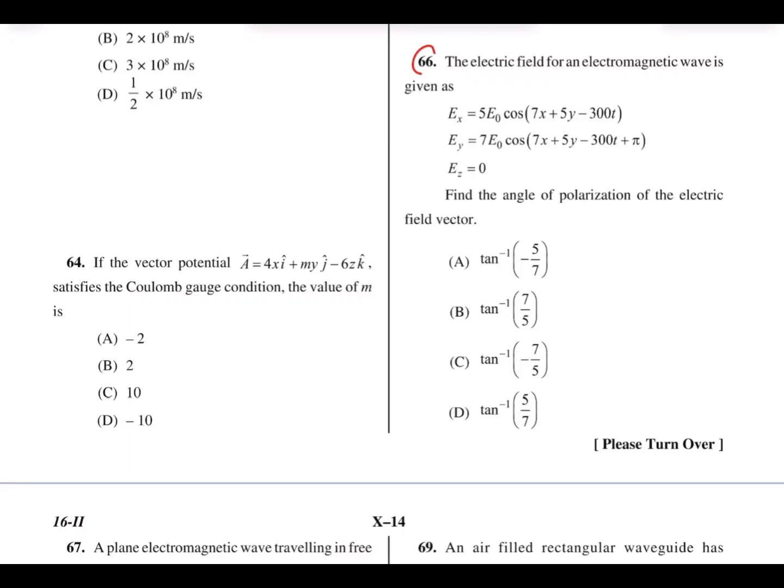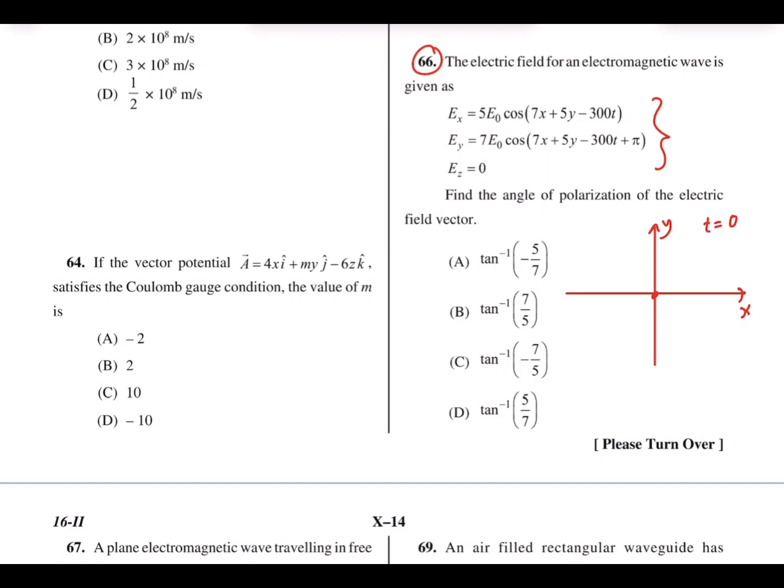Problem 66. The electric field for an electromagnetic wave is given as this. Find the angle of polarization of the electric field vector. Assume that we are at the origin, so x equal to 0 and y equal to 0, and t equal to 0 as well. So let us see what the electric field vectors look like.